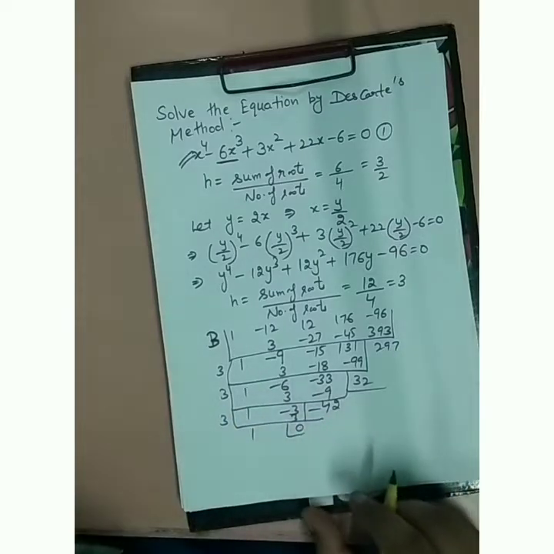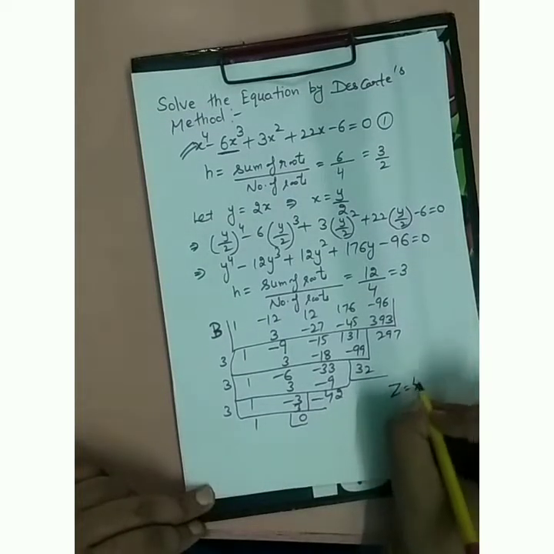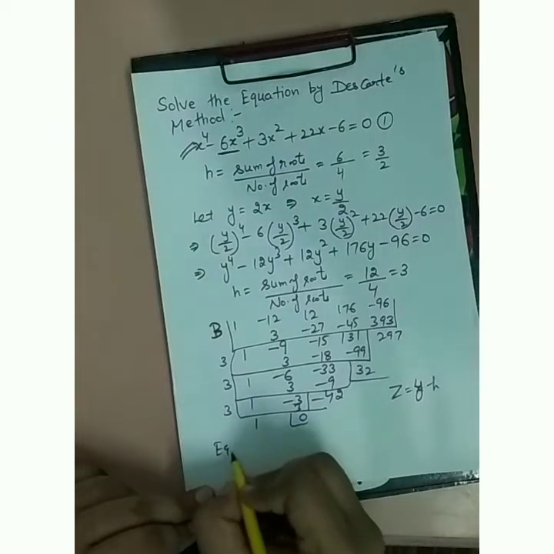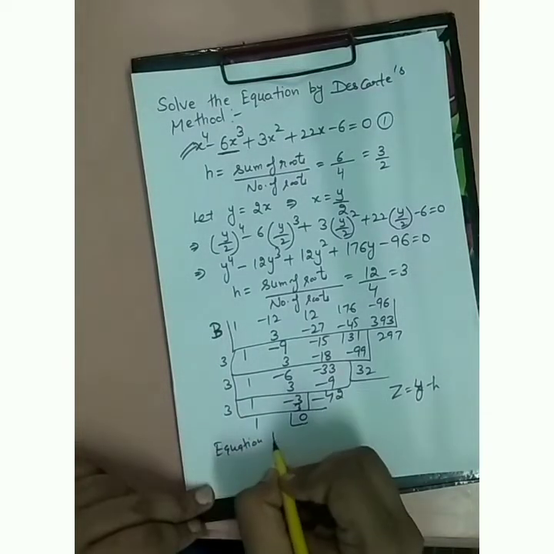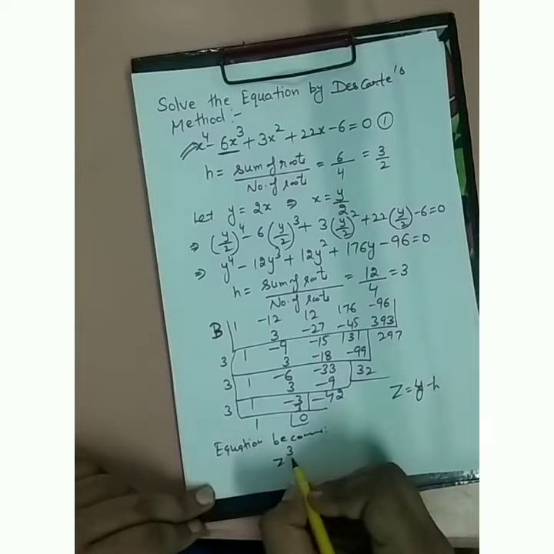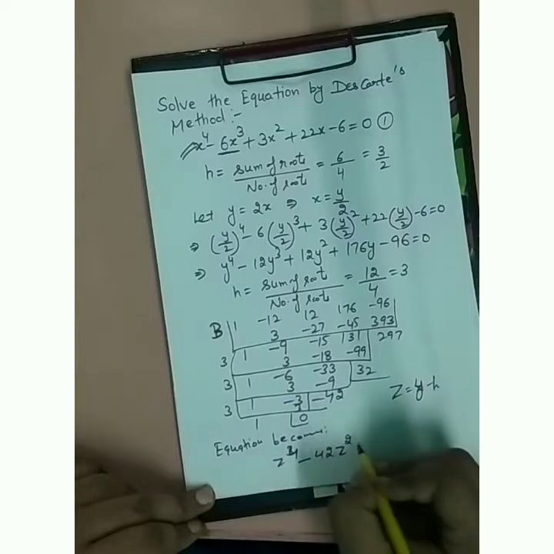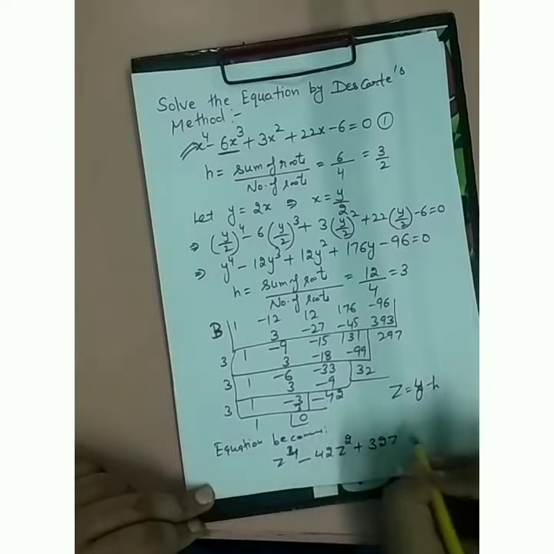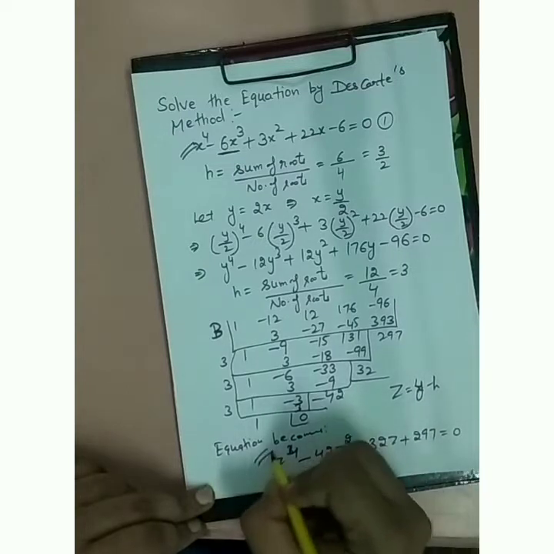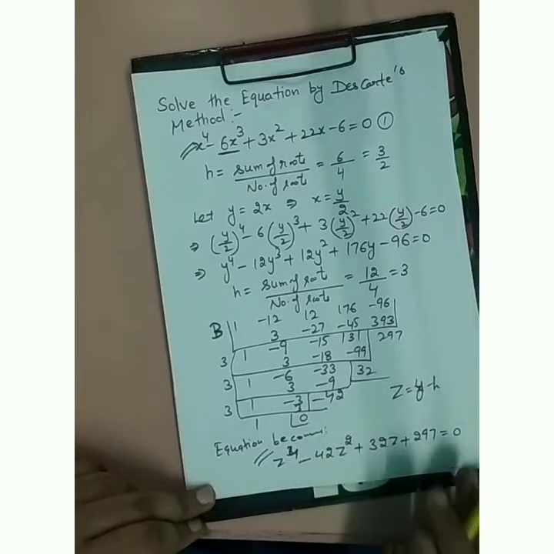Now the equation becomes, z is equal to y minus h. So the equation becomes z^4 - 42z^2 + 32z + 297 = 0. Now our equation is ready to apply Descartes method.